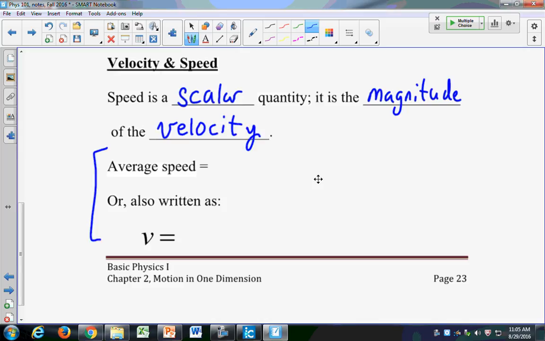We'll also define something called average speed. Average speed is sort of what you think of when you think of speed. It is the distance traveled divided by the time, or we can just write it as d over t. But we'll have several different types of velocity and acceleration, so you have to keep them straight in your mind. So that's our average speed. It's just distance traveled divided by time.